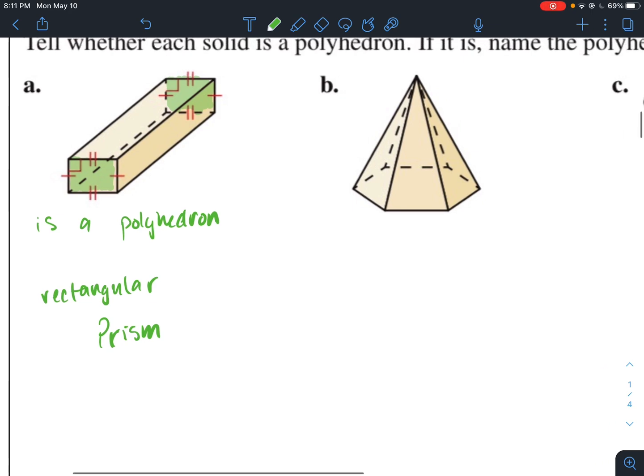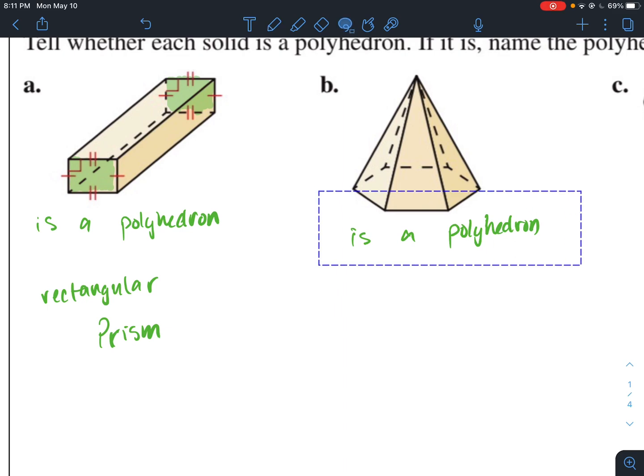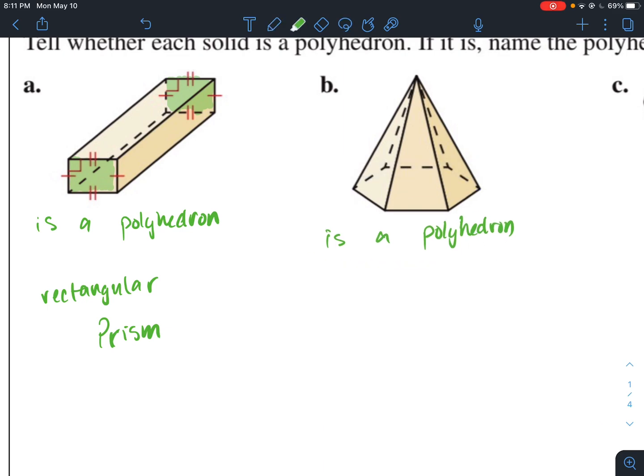For B, we have this hexagon as the base, and then we have the sides, which are triangles, which are polygons. So it is bounded by polygons, so this is a polyhedron. Let's try to identify it. It is a pyramid of sorts.